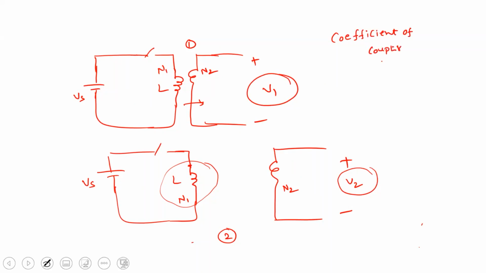Coefficient of coupling, usually denoted with K. So how closely these two coils are coupled. If the flux produced by coil 1 is entirely linked with coil 2, then these two are tightly coupled coils.